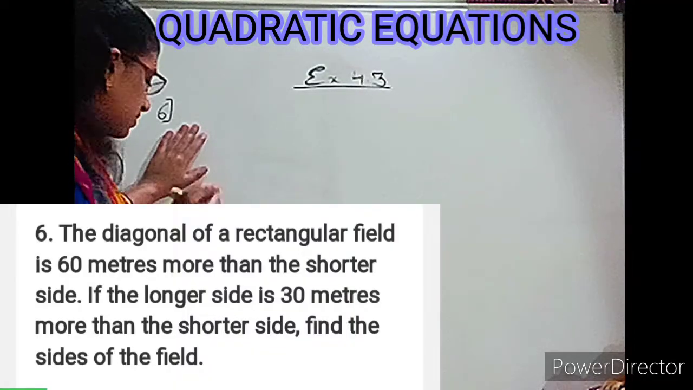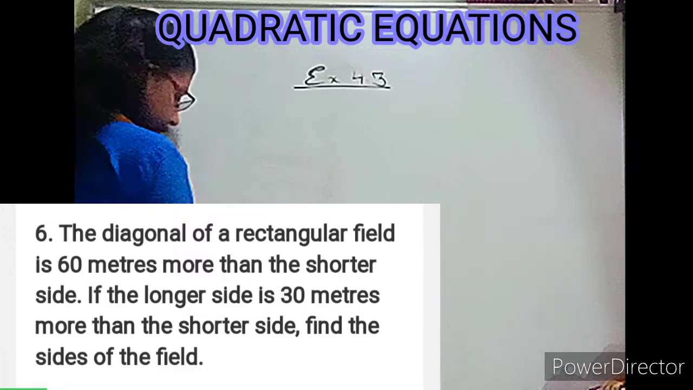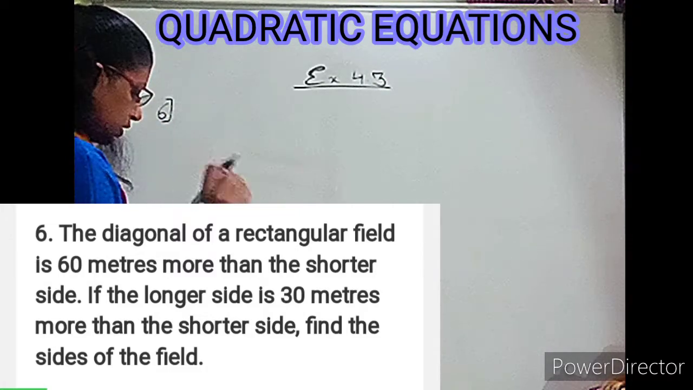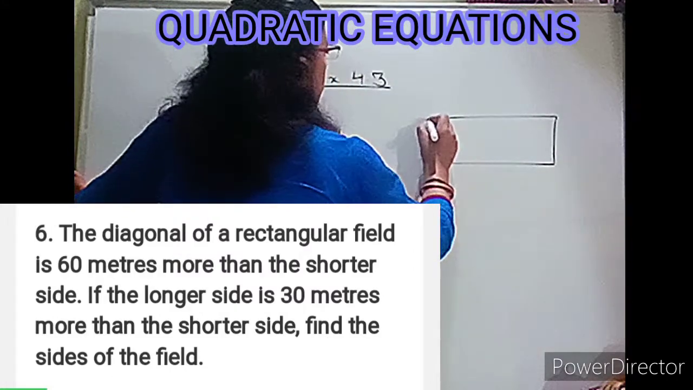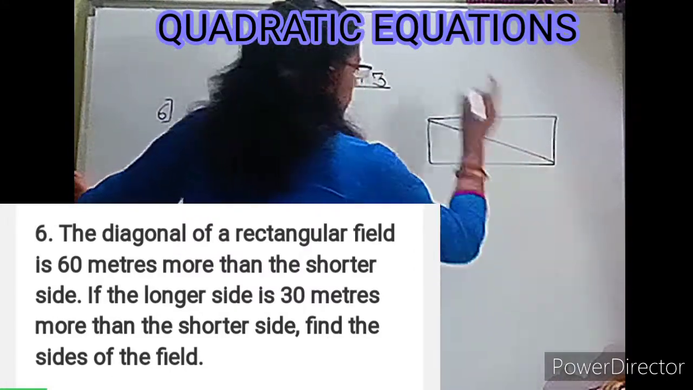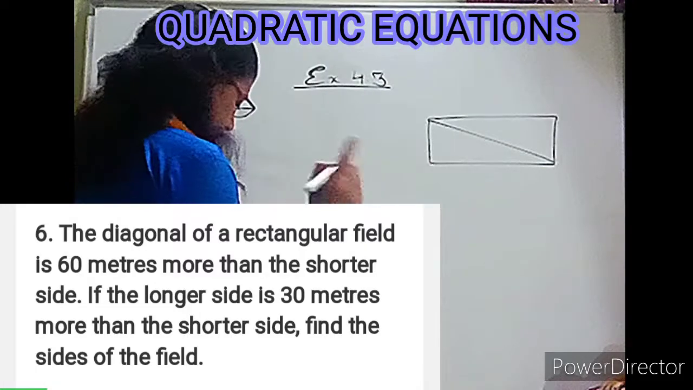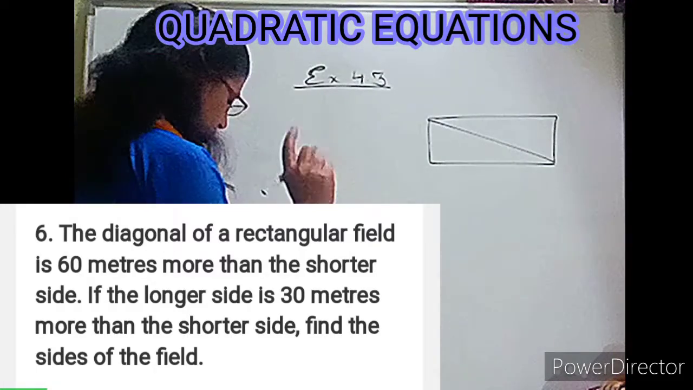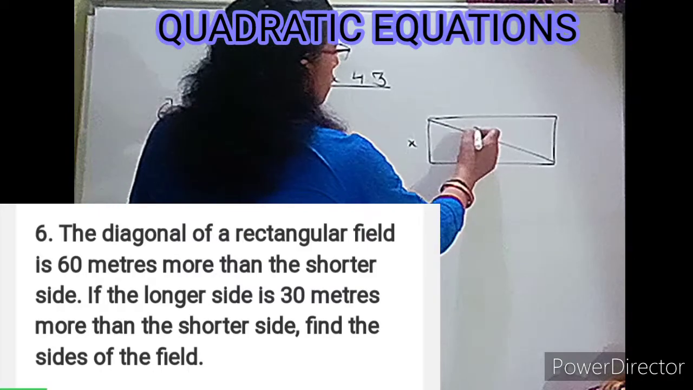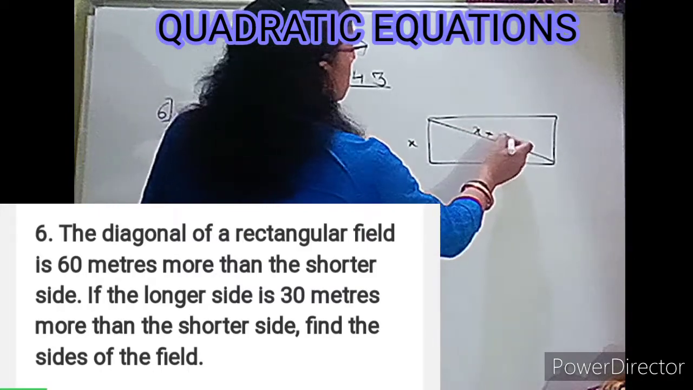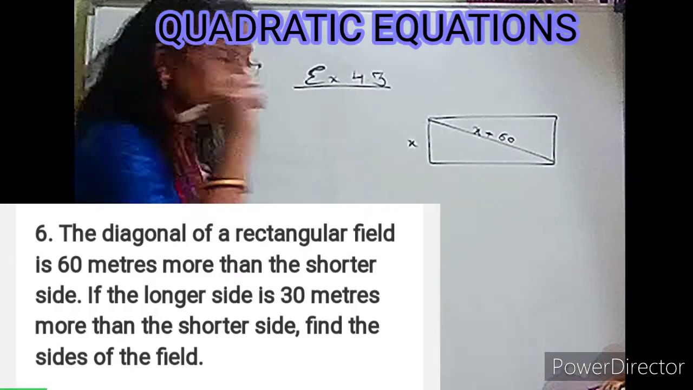What is question number 6? What is given to you? See, the diagonal of a rectangular field. Let us make a rectangular field. Okay, what they are saying, the diagonal of a rectangular field is 60 meter more than its shorter side. Let the shorter side be x. So diagonal is 60 meter more than its shorter side.